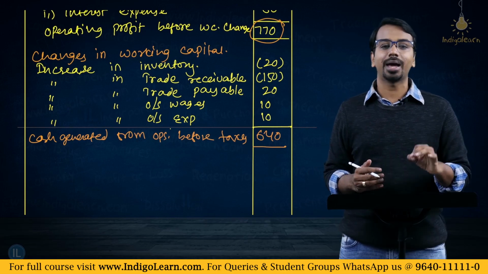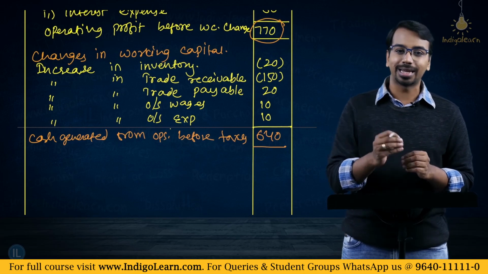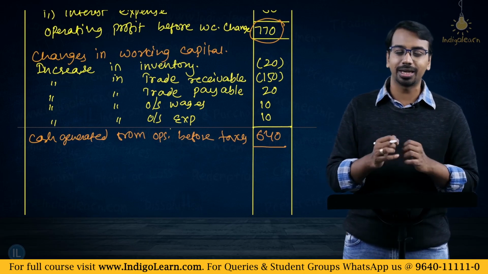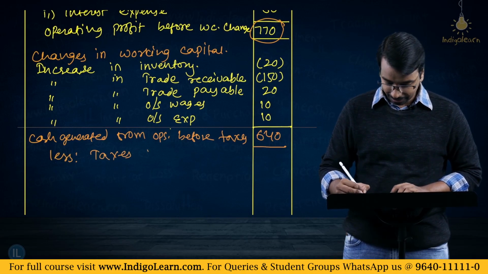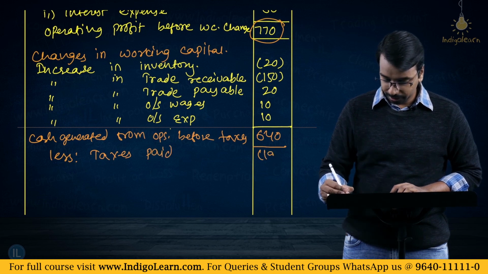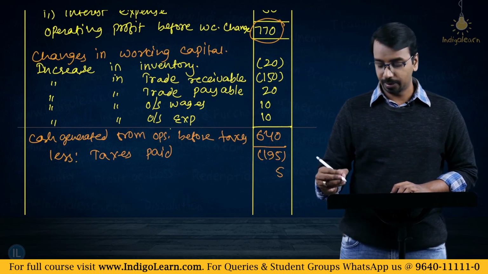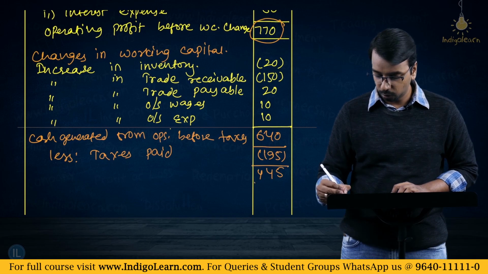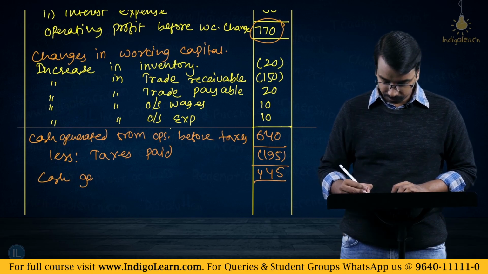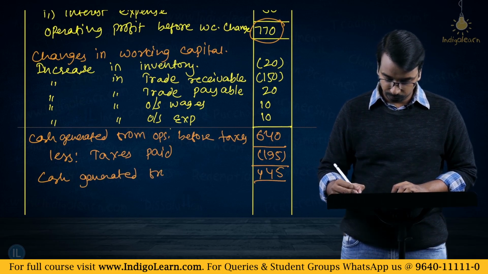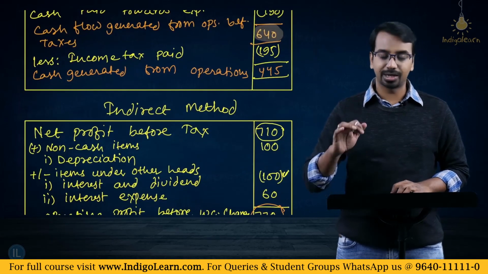Now after this, you will give the impact of taxes. As I told you earlier, the amount of taxes paid will not be different between the direct method and the indirect method. In both the cases, it will be 195. So less taxes paid 195. So 640 minus 195, you have 445. This is the cash generated from operating activity, 445. Is it the same? Even earlier we had computed 445.